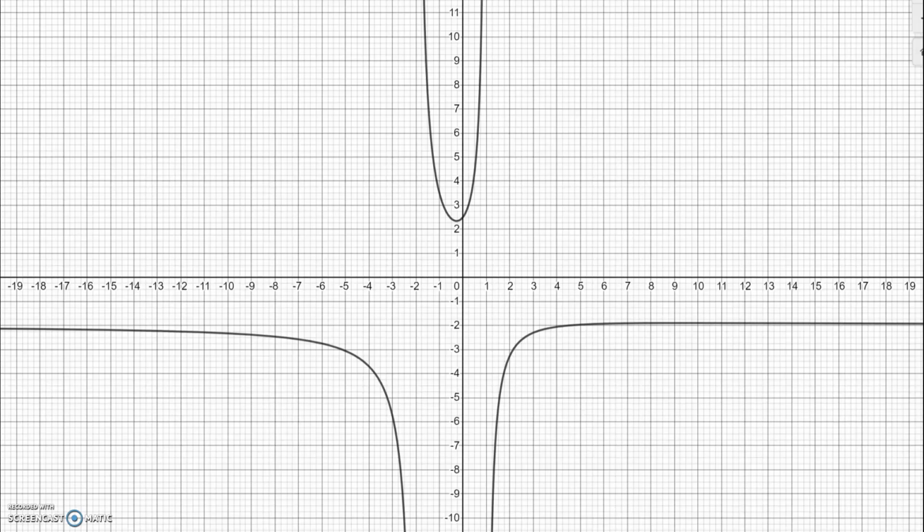All right, taking a look at the graph of that function, it looks like we do have an asymptote at negative 2, and we do have an asymptote at x equals 1. So we did find the correct asymptotes for that function.